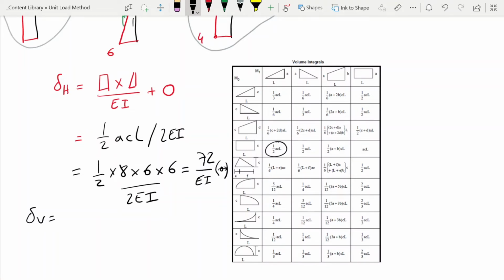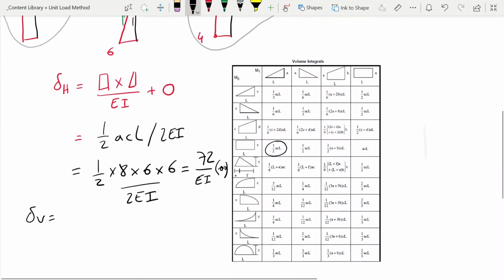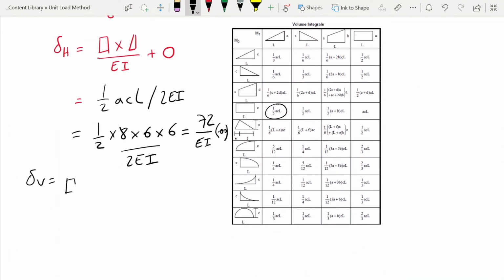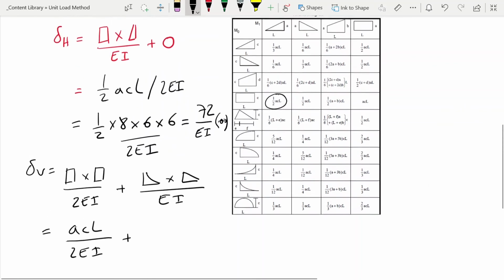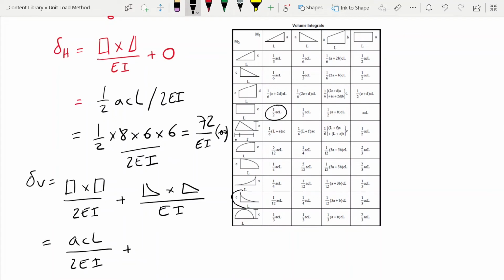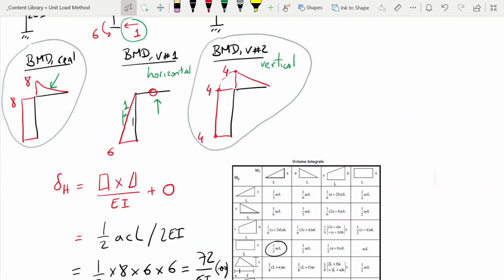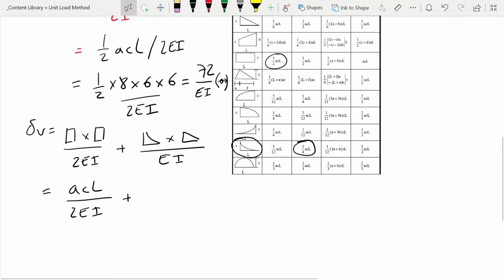Now, if we're going to look into the vertical one, we're going to do square times square plus triangle times parabola. So square times square. This is for the column, so we divide by 2EI, plus parabola times triangle divided by EI. And this is it. So now square times square is ACL. So we're going to do, let's say, ACL divided by 2EI plus, and now parabola times triangle. We have this parabola and this triangle growing in the same direction. Let's just confirm. They are indeed growing in the same direction. So that's 1 over 4 ACL, and this at the end divides by EI.